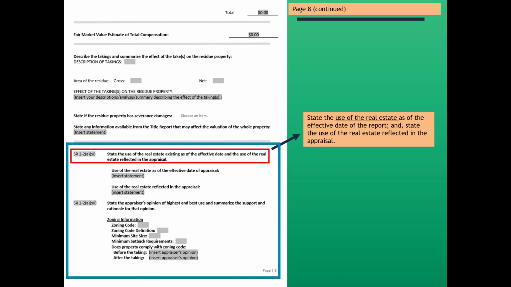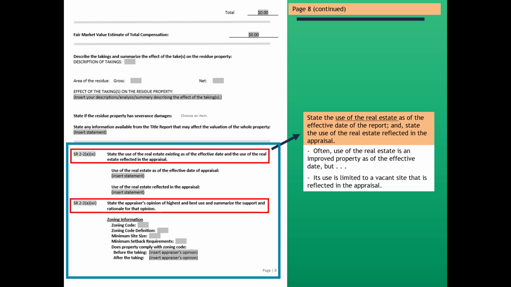So we have to state the use of the real estate as of the effective date, or as an example, property could be improved with a house. And so the use of the real estate would be single-family residential use. But we're also to state the use of the real estate reflected in the appraisal. And in the value finding appraisal report, we often ignore any structures outside the take area. So in that case, the use of the real estate reflected in the appraisal would be a vacant site.